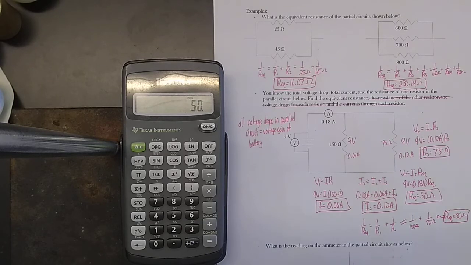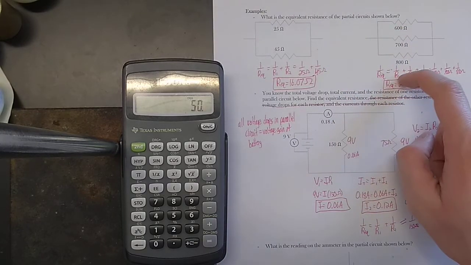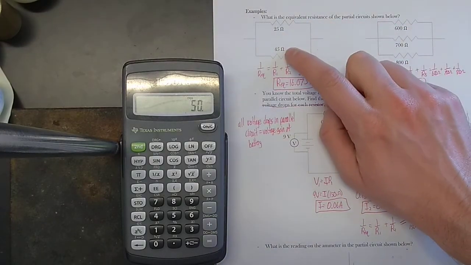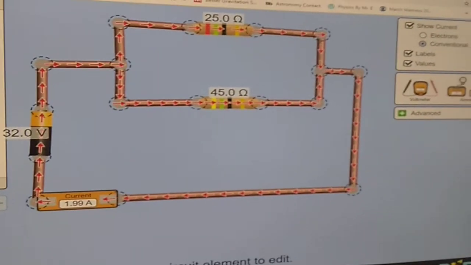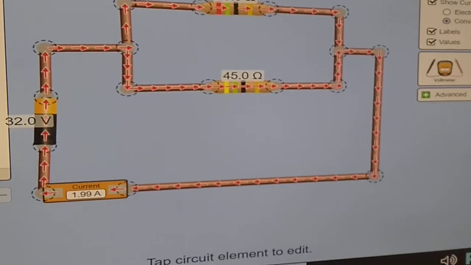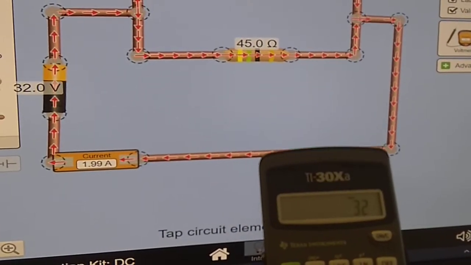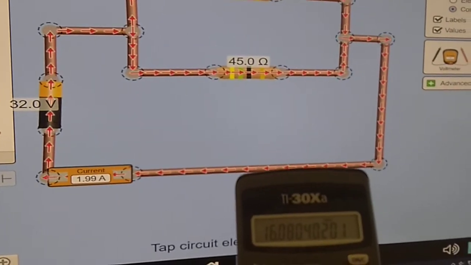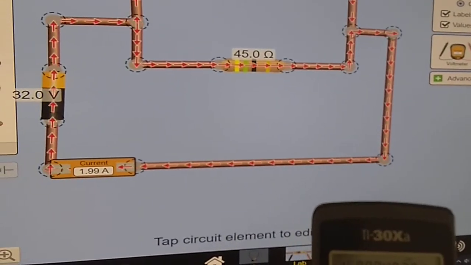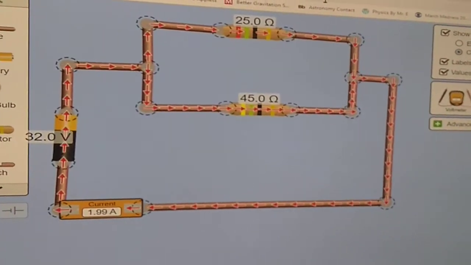So what I'm going to show real quick is all the examples that I've done so far, or at least everything except this one because I can't get those resistances. 25 ohms, 45 ohms. The equivalent resistance should be about 16. I can get the equivalent resistance by doing the battery voltage of 32 divided by the current of 1.99, and we get 16.08. The equivalent resistance was 16.7 last time. That checks out.